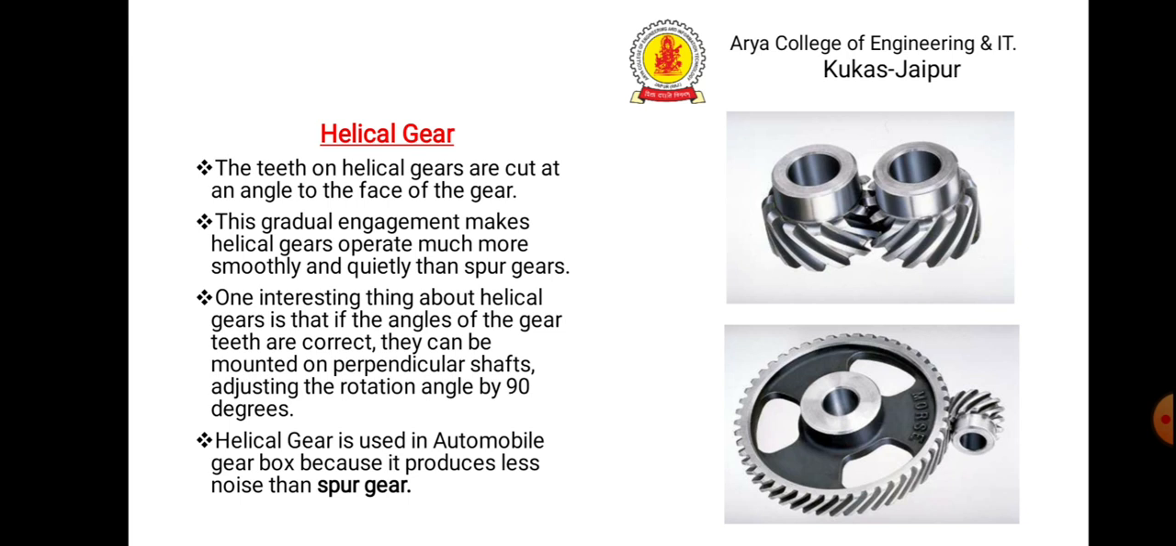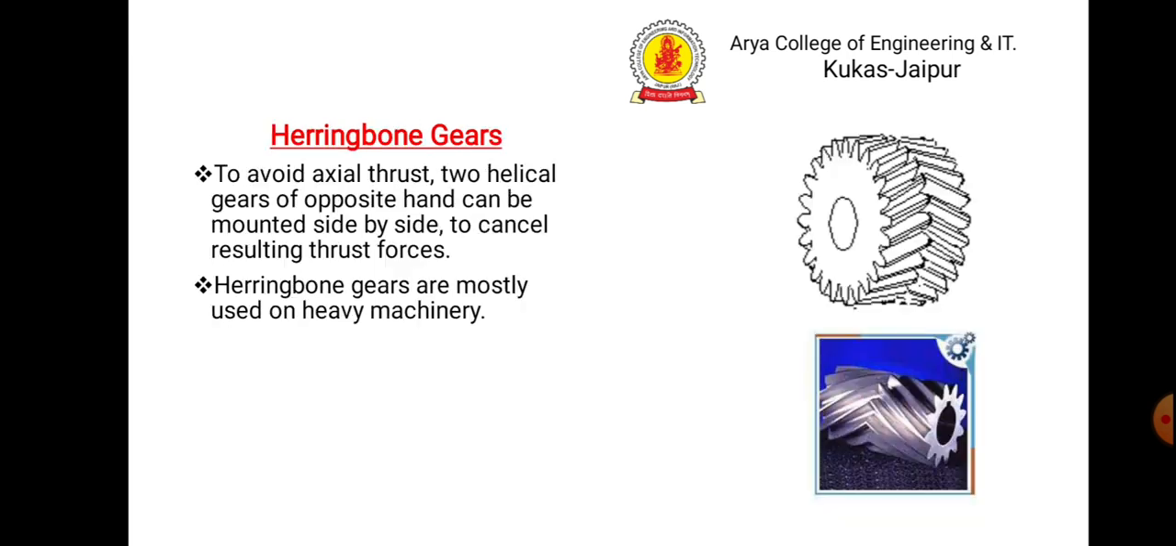So again, it is for parallel shafts, but the teeth on helical gears are cut at an angle to the face of the gear. So this gradual engagement makes helical gears operate much more smoothly and quietly than spur gear. That's why it is used in the automobile gearbox, because it creates less noise.